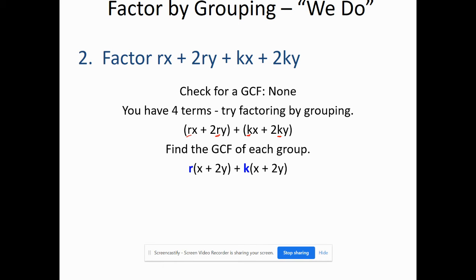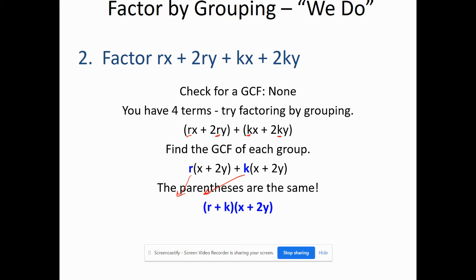So we pull out our R and our K, we are left with X plus 2Y for both of those binomials as leftovers. So as we did last time, our parentheses match. That's great. So we're going to take our first two terms, and we're going to bring those down, and that's going to be our first set of parentheses. And then the parentheses itself, X plus 2Y, is going to be your last parentheses.